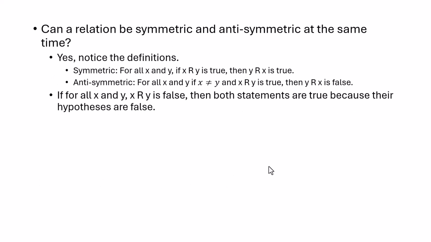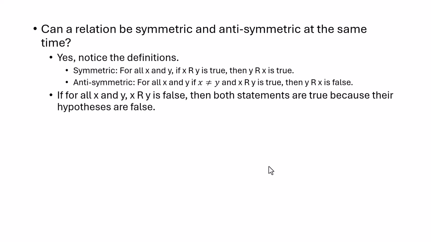What about the question, can a relation be symmetric and anti-symmetric at the same time? It seems a little strange that something could be both symmetric and anti-symmetric, but it turns out that the logic allows this to be true. If we look at our definitions, something's symmetric if for all x and y, if xRy is true, then yRx is true. And also anti-symmetric if for all x and y, if x doesn't equal y and xRy is true, then yRx is false.